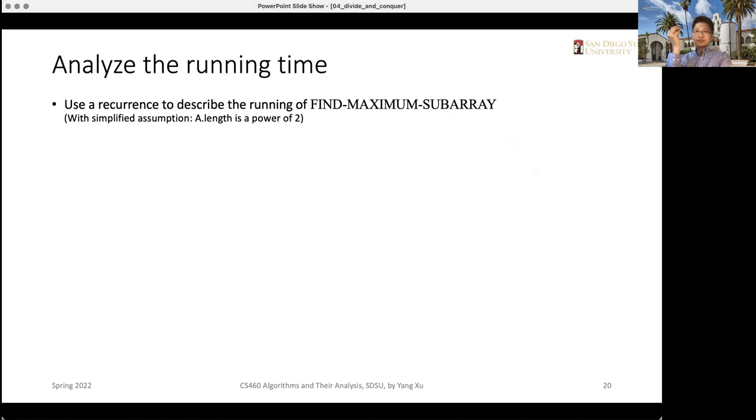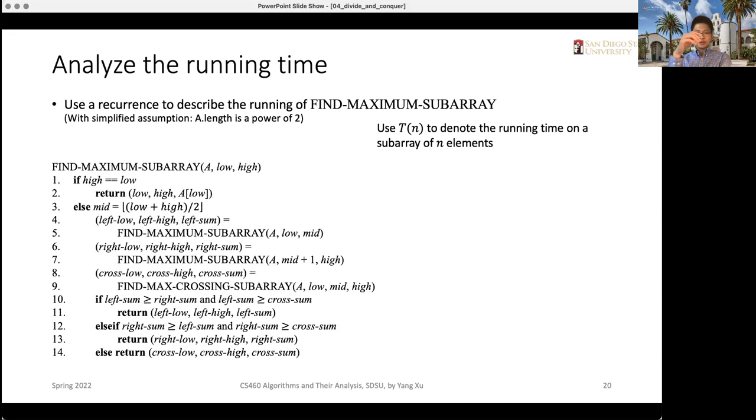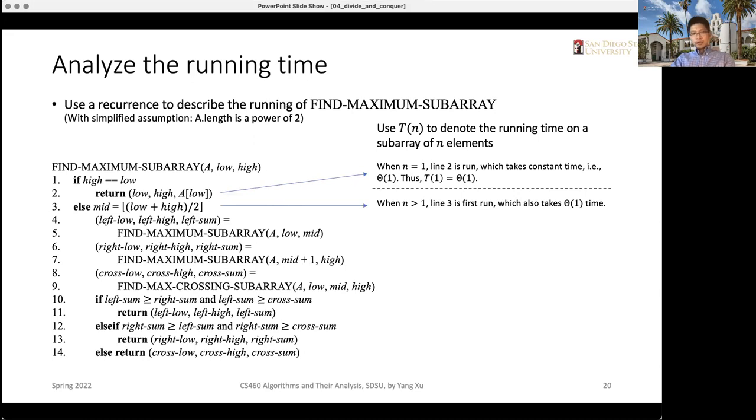For simplification, we will assume the length is always a power of 2, so that we can ignore those ceilings. We can always divide those numbers. Let's use T of n to denote the total running time. Let's consider all those code. So the division takes constant running time. And also the base case: if it's a base case, it takes constant running time. So T of n equals a constant. When we have larger inputs, the division takes a constant amount of time.